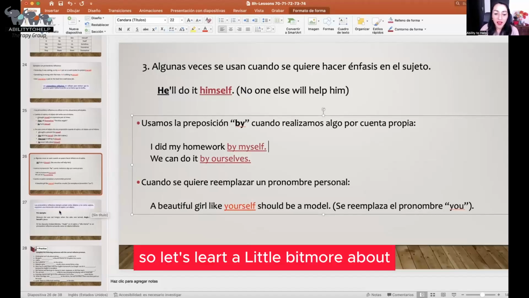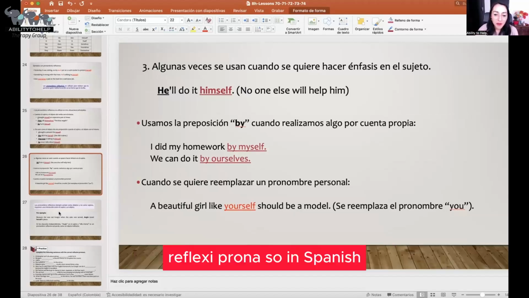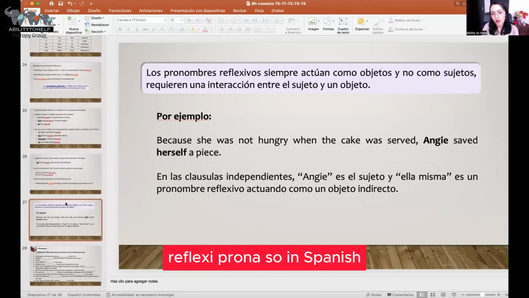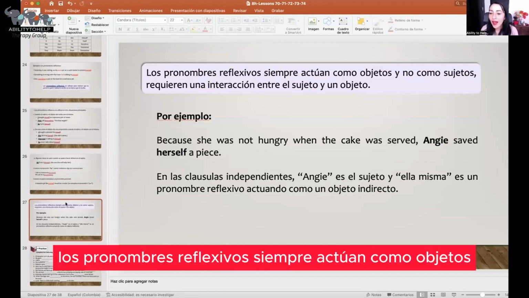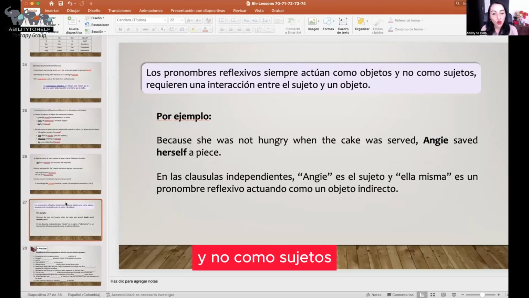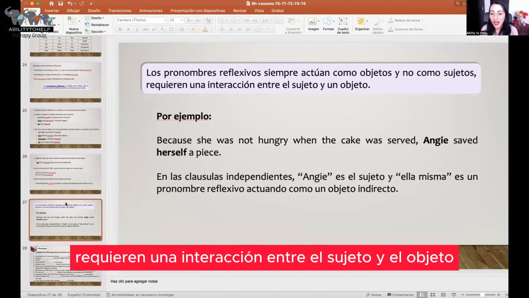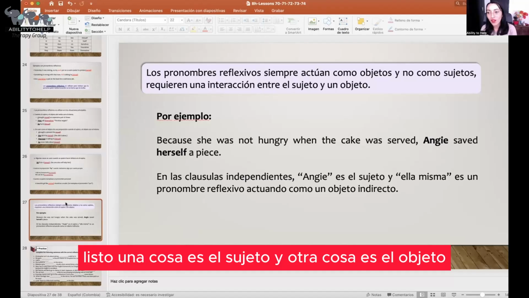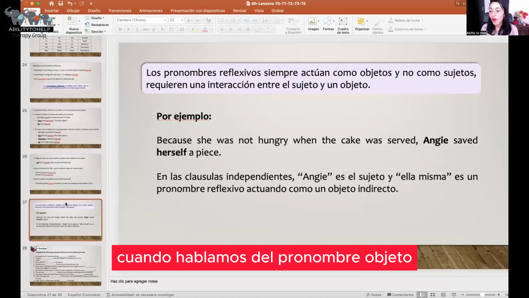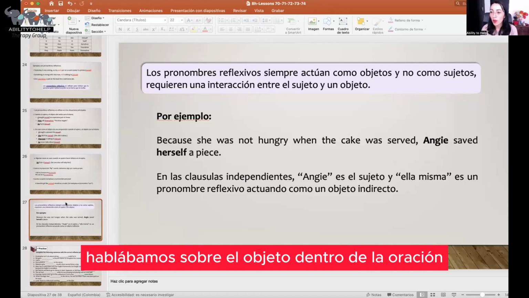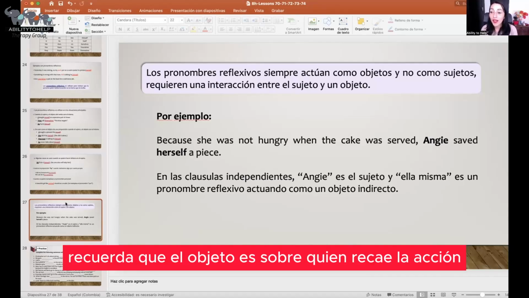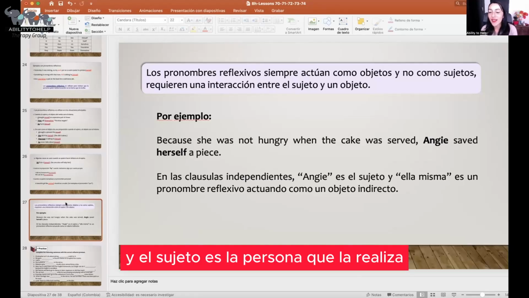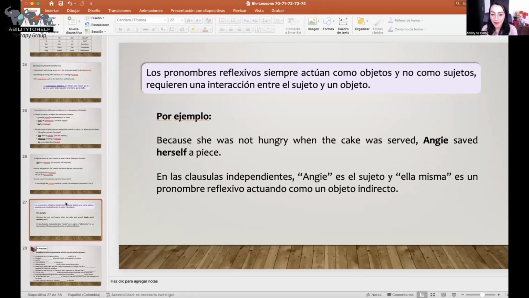So, let's learn a little bit more about reflexive pronouns. So, in Spanish, los pronombres reflexivos siempre actúan como objetos y no como sujetos. Requieren una interacción entre el sujeto y el objeto. ¿Listo? Una cosa es el sujeto y otra cosa es el objeto. Cuando hablamos del pronombre objeto, hablábamos sobre el objeto dentro de la oración. Recuerda que el objeto es sobre quien recae la acción y el sujeto es la persona que la realiza. So, we have an example here.